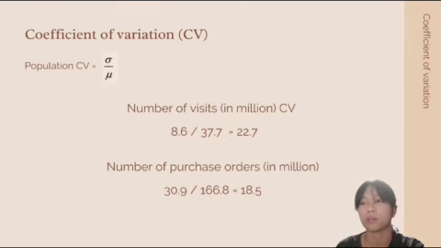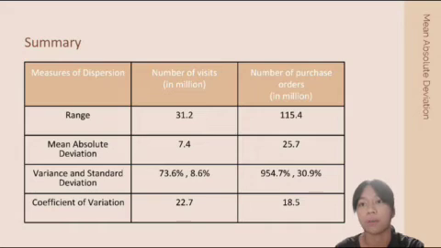Lastly, to find the coefficient of variation, we need to divide standard deviation by mean. The coefficient of variation for number of visits is 22.7, while the coefficient of variation for the number of purchase order is 18.5. As a summary, the results for number of visits is lower than the number of purchased orders, except for coefficient of variation.